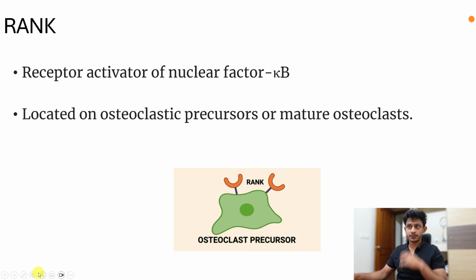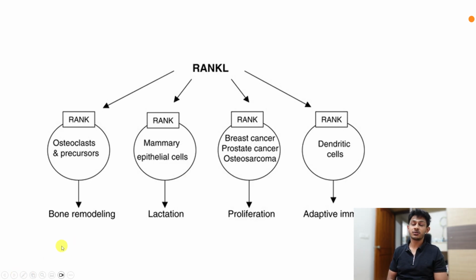Going to the next point, an important thing to remember: RANK is present not only on osteoclasts and their precursors, it's also present in mammary epithelial cells, which help with lactation. It's present in breast cancer, prostate cancer, and osteosarcoma cells, where it causes proliferation, and also on dendritic cells, where it helps with adaptive immunity. Just something interesting to know.